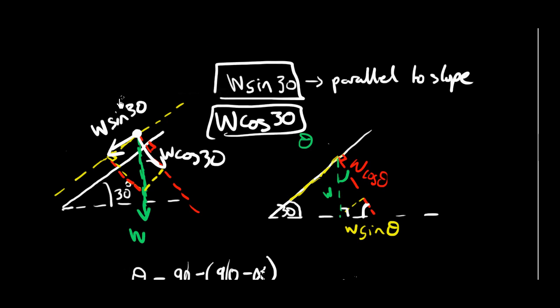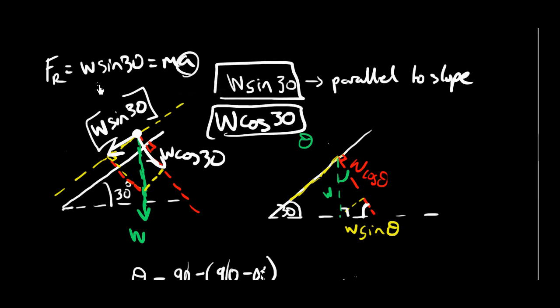So this would be useful, for example, if you wanted to calculate how much it accelerates when it's going down the slope. Then you know that the force accelerating it, if there's no friction, would be this force. So that would be your resultant down the slope. You would take your resultant force to be W sine 30, and that would be equal to mass times acceleration. And from there you can get your acceleration by dividing by the mass.